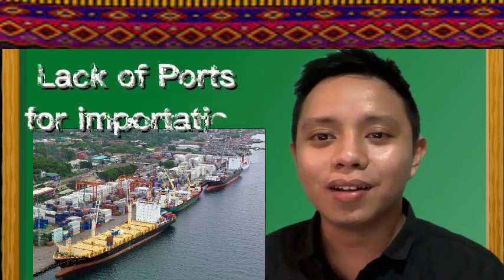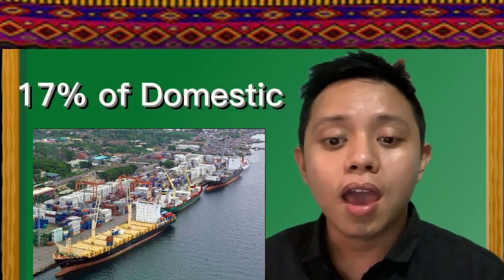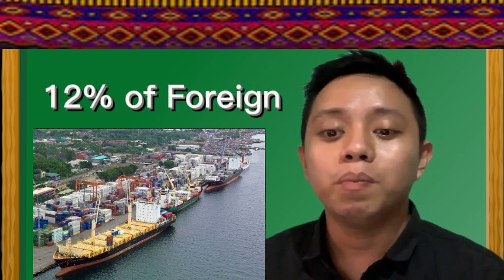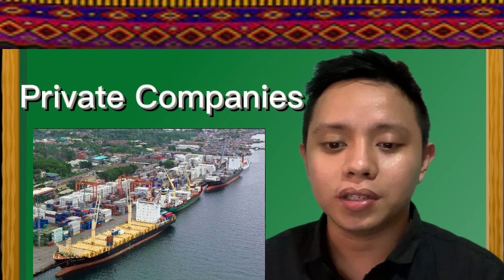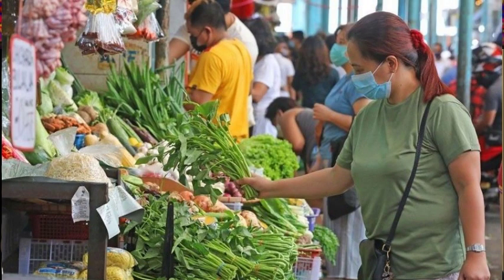Another factor is the lack of ports for importation. There are some 690 ports, yet the top 4 handle only 17% of domestic cargo and 12% of foreign. Many ports are owned by private companies and are far from smaller farmers. Because of these factors, our farmers have higher input costs and lower produce prices. Agribusinesses pay a higher aggregate cost for produce, and the consumers suffer from the higher prices of the products.